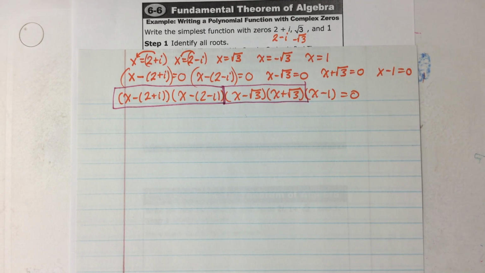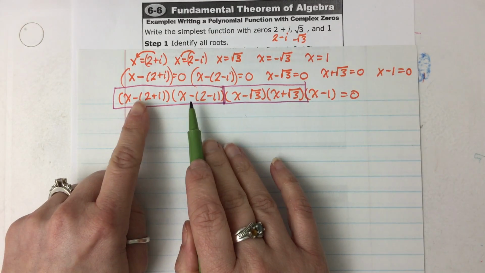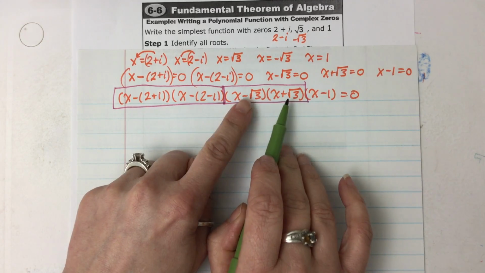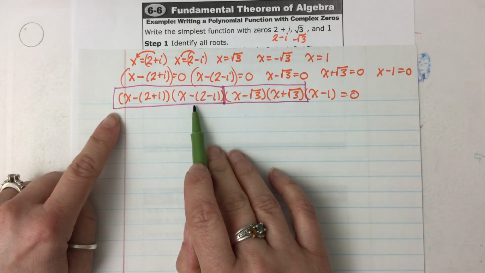So you want to make sure that even though you can really multiply in any order, you always want to multiply the conjugates together. So you would need to make sure that you multiply these two groups together. These two groups would need to be multiplied together. So let's go for it.